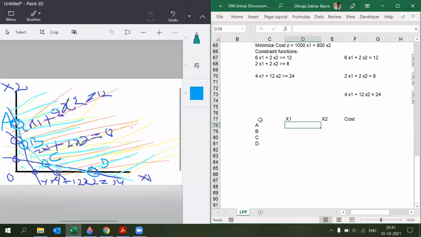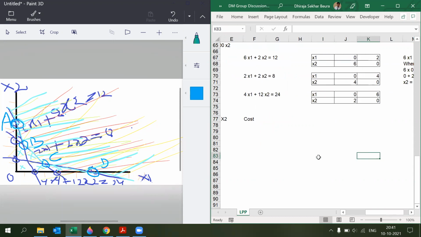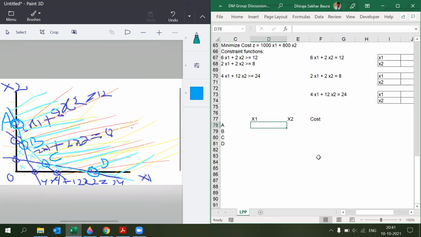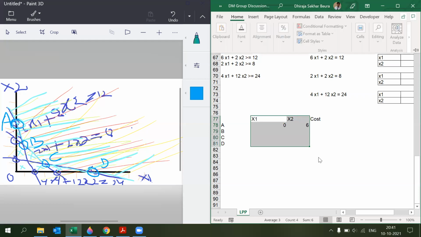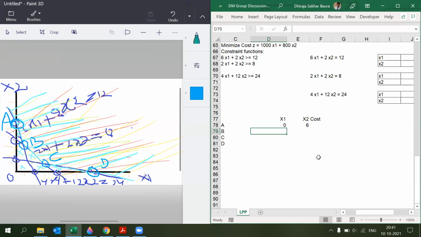Now, how do we find out the coordinate at point A for x1 and x2? Can somebody tell? 0, 6. 0, 6 is the correct answer. Everybody got it right? Any doubts? We have done this before. Okay. 0 and 6 are the correct answers. So now point B, let's talk about this. How do we find this out? 1, 3, yeah.